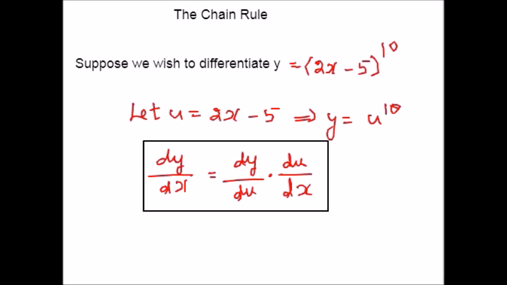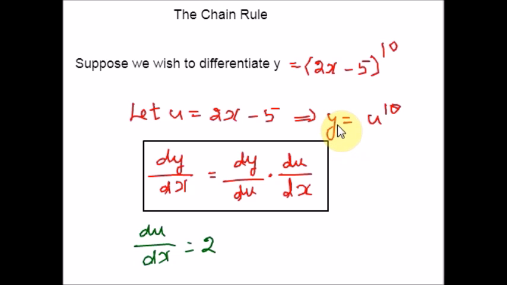We can find du over dx and dy over du separately and then we will plug them into the formula. du over dx is nothing but 2, because the derivative of x is 1 and the derivative of the constant is 0. So you need not mention the last term. So the derivative of u is nothing but 2. Same way for the derivative of y.